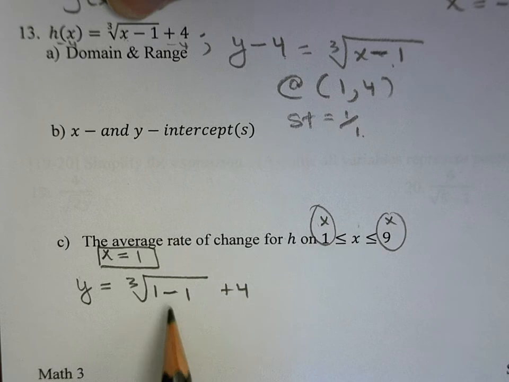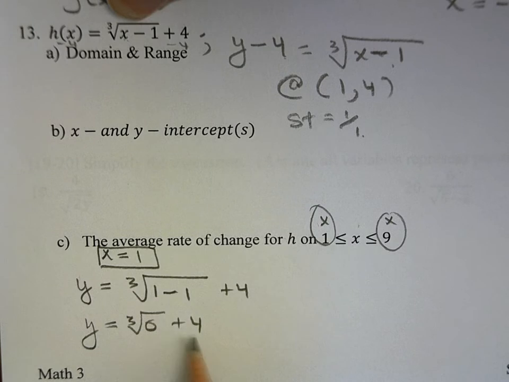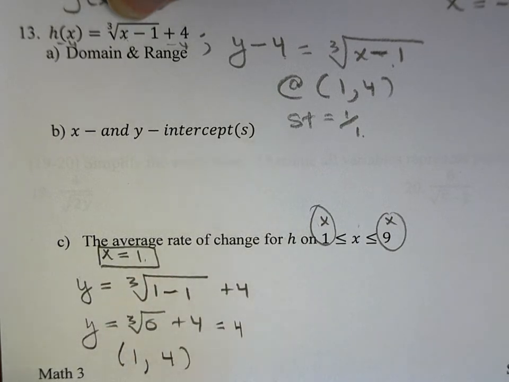So 1 minus 1 is 0, and the cube root of 0 is just 0. So y would be 0 plus 4, which is 4. So my ordered pair was when x was 1, I got a result of 4. So there's one of my ordered pairs.